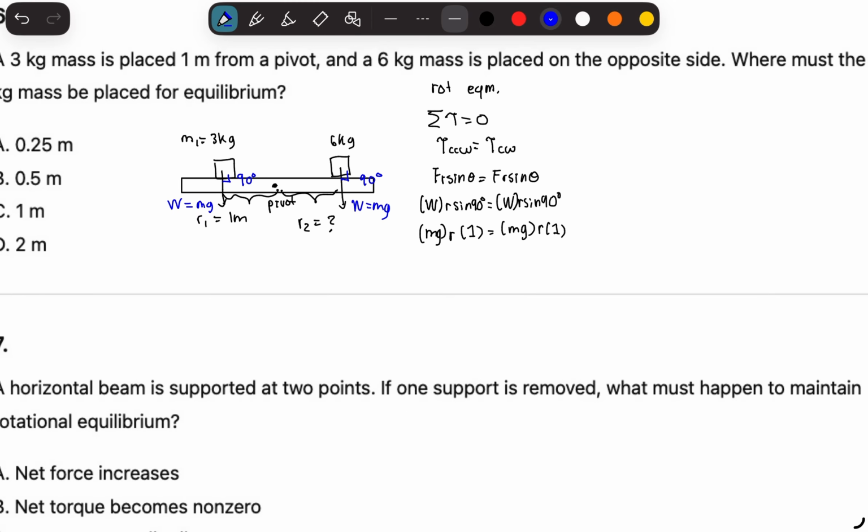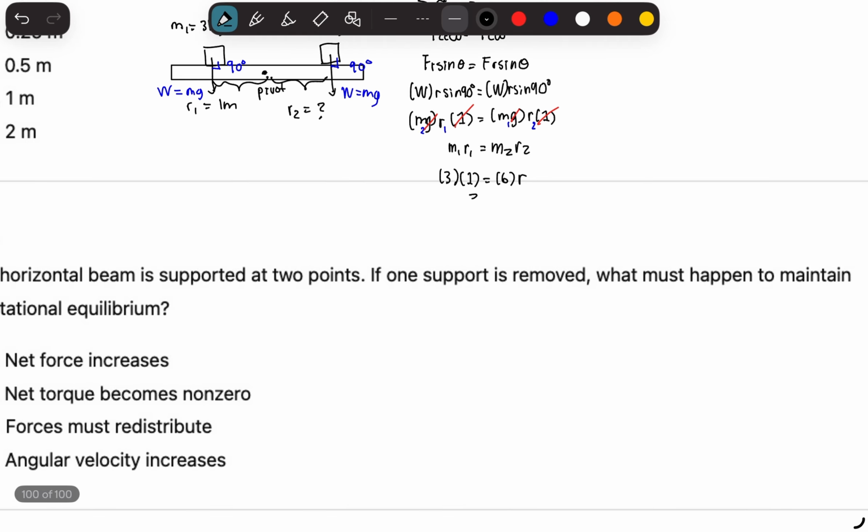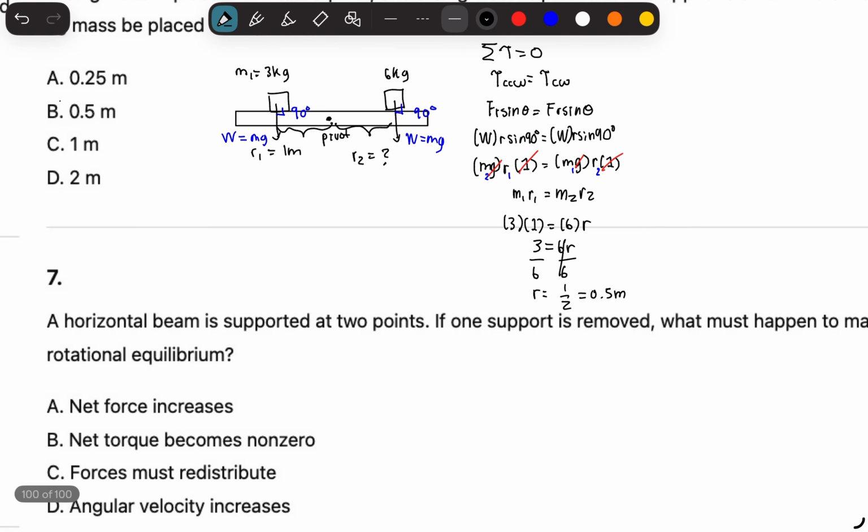So our R's are going to be different. This is going to be R1. This is R2. That's M1. That's M2. Your g is going to be the same, so your g cancels out. So you have M1 R1 is equal to M2 R2. If you plug in, you have 3 times 1 is equal to 6 times R. So 3 is equal to 6R. Therefore, if you divide both sides, R is equal to 1/2. And that's equal to 0.5 meters. So it would be at 0.5 meters.